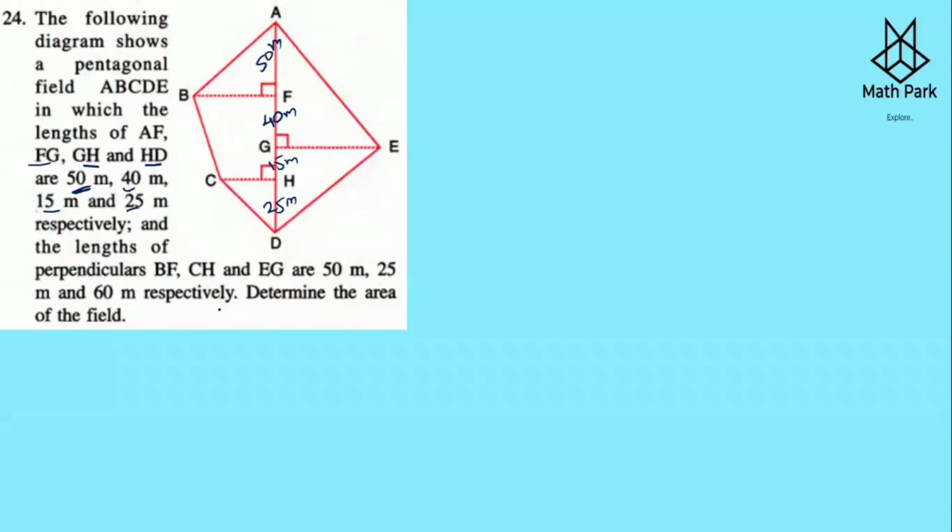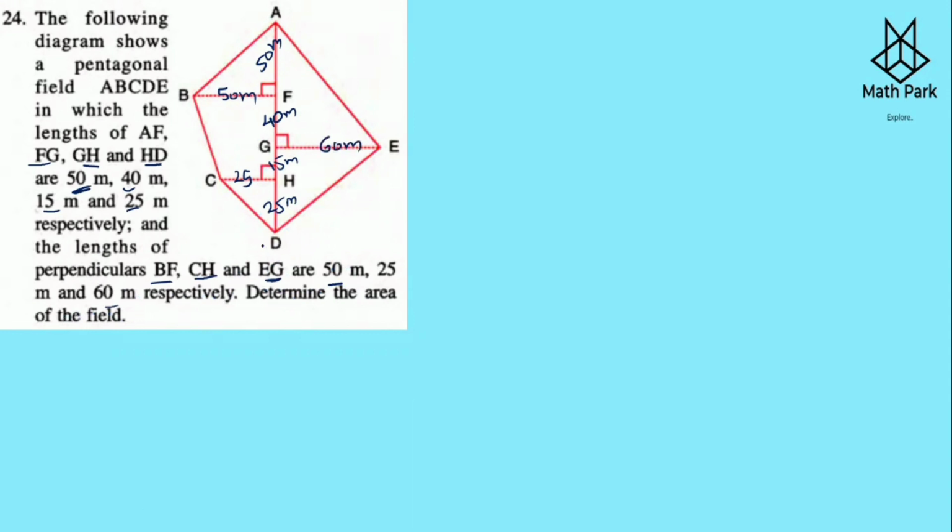And the lengths of BF, CH and EG: BF is 50, so this is 50 meters. CH is 25, this height is 25 meters. And EG is 60 meters, so this 60 meter is given to you. Determine the area of the field.